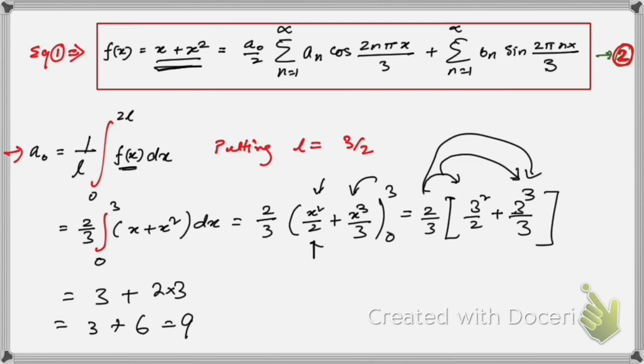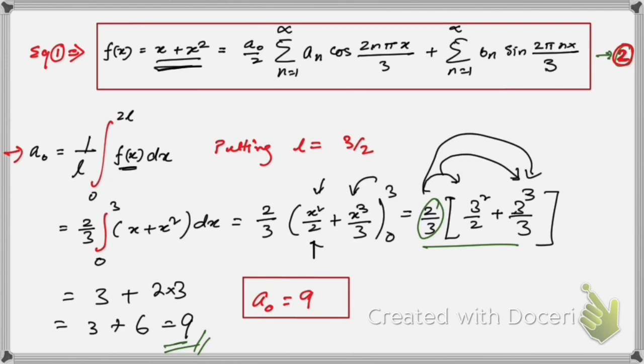Okay, so hope you have understood this multiplication. This is simple multiplication only. What we have done, we have multiplied 2 by 3 with this and this, right? And after cancellation and addition, we have got this 9. This is the value of a naught. a naught is equal to 9. So we have got a naught.